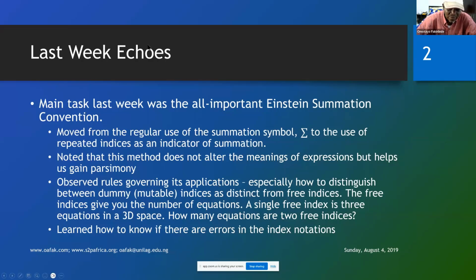We also learned to know if there are errors in index notation. For instance, if you have a dummy index repeated more than once, that is a problem. And a free index must exist in every term in an expression. Every term must have a free index. A free index must be common, whereas dummy indices don't have to be common. They are just indicating summation on the term that it's present in. And if there is double summation, you need to have 2 different dummy indices on that.